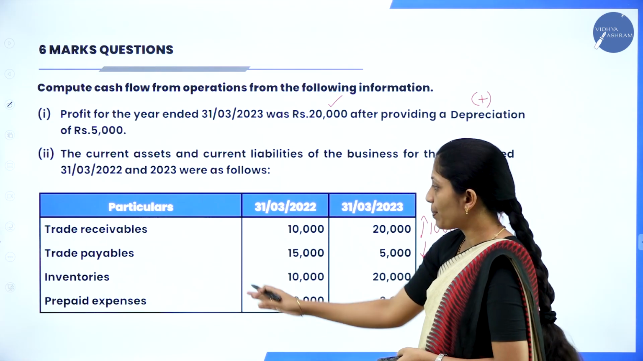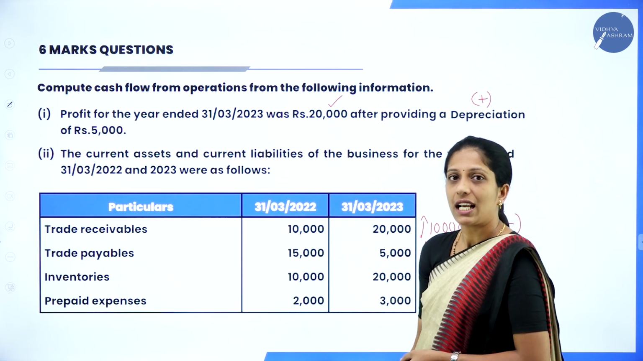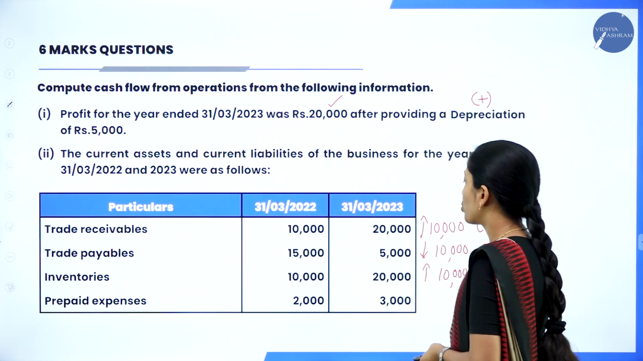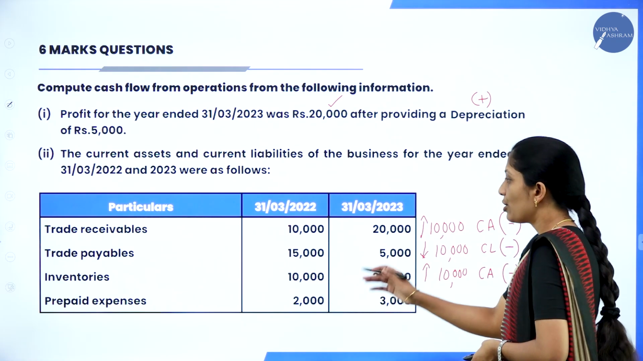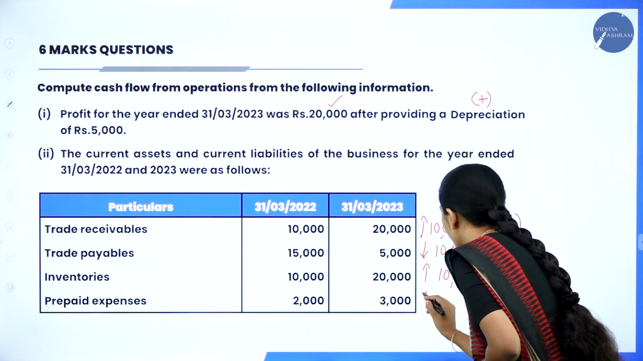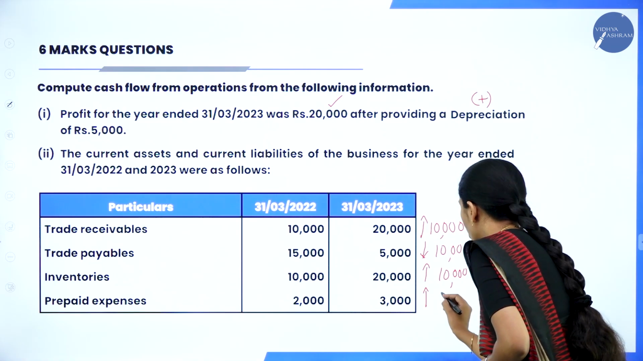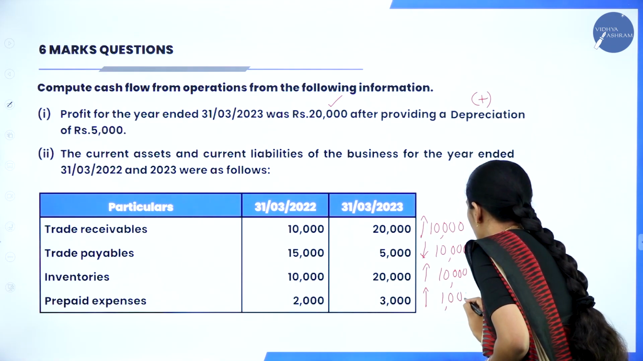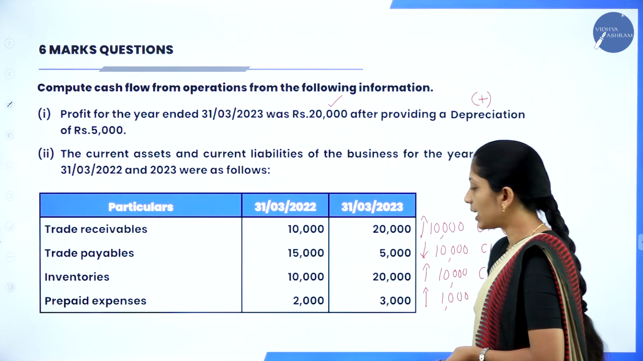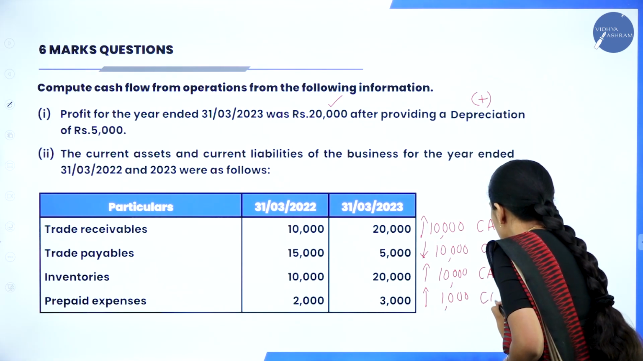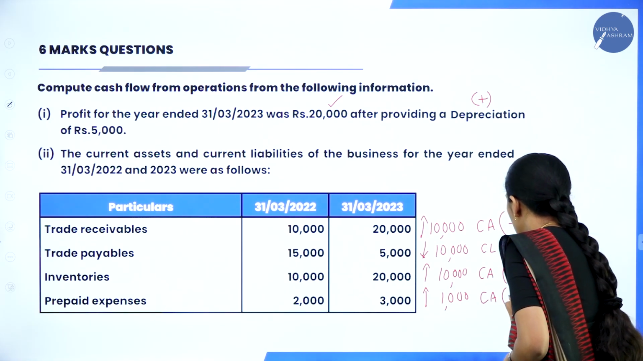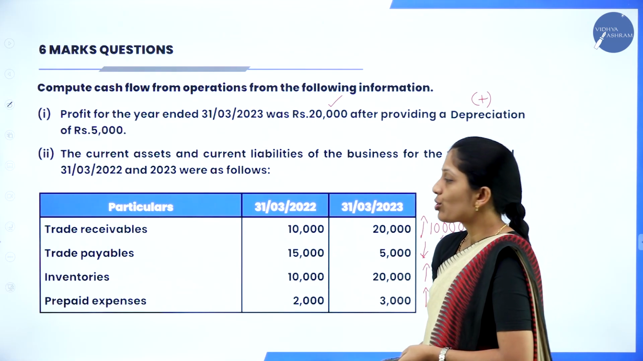Prepaid expenses is once again an asset. Earlier it was 2,000, now it is 3,000. So increase in asset, correct? To the extent of 1,000. So this is current asset. What you have to do? Increase in current asset, minus. So hope you are clear.